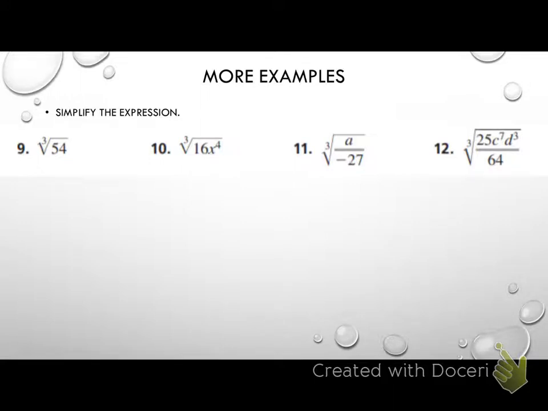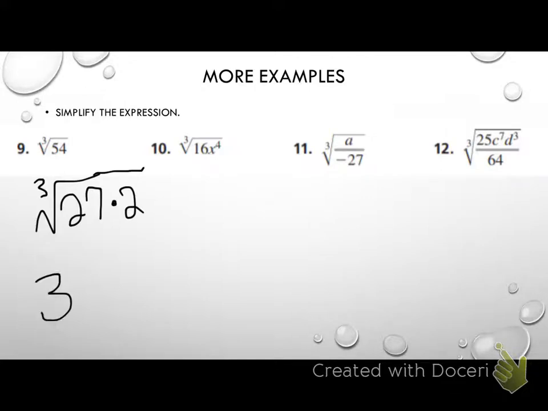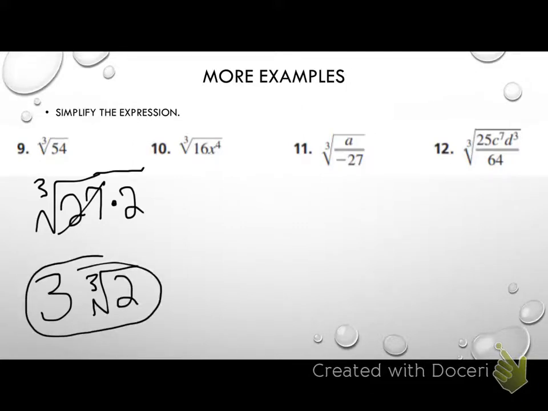So number 9, we have the cube root of 54. Once again, I want to find the biggest perfect cube that goes into 54. That biggest perfect cube is 27. 27 times 2 gives me 54. Taking the cube root of 27, I get 3. I cannot take the cube root of 2, so it stays under the radical. There's my answer for number 9.